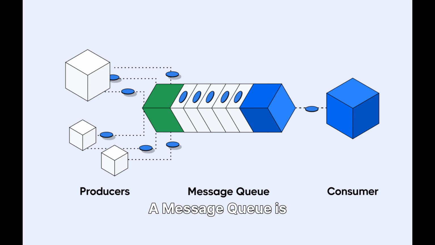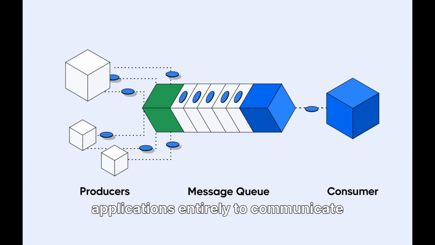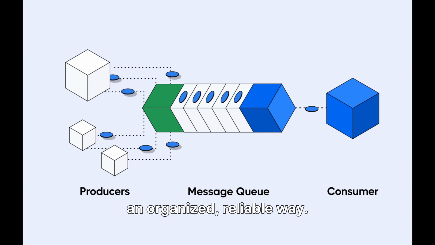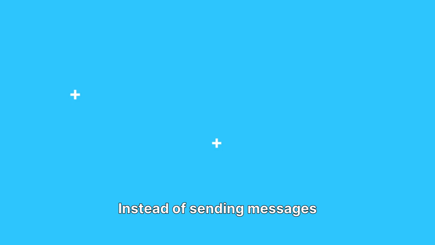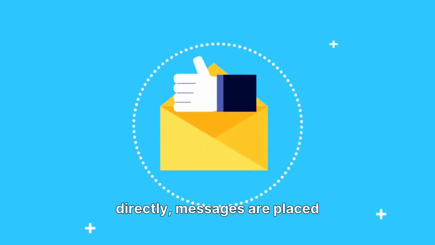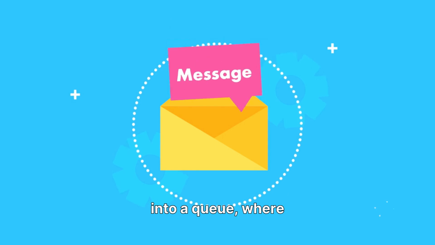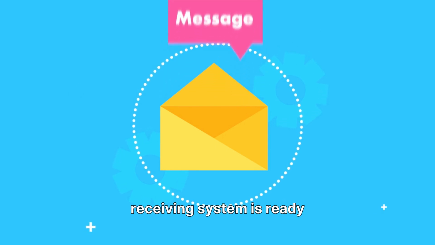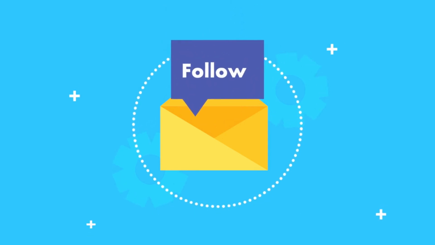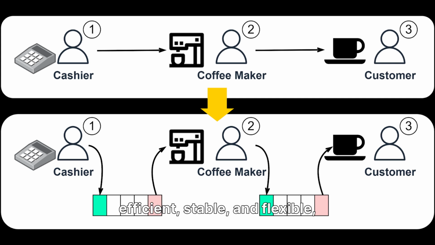A message queue is a system that allows different parts of a software application or different applications entirely to communicate by sending messages in an organized, reliable way. Instead of sending messages directly, messages are placed into a queue where they wait until the receiving system is ready to process them. This helps systems stay efficient, stable, and flexible, especially when tasks happen at different speeds.